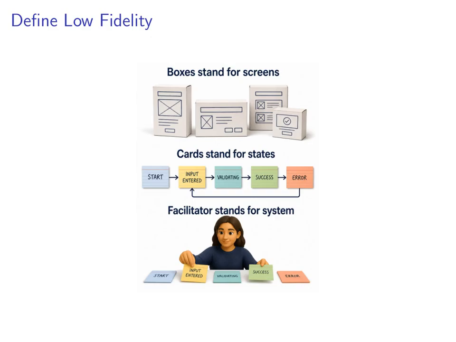Low fidelity uses a simple substitute for the part of the system we want to study. Boxes can stand for screens, cards can stand for states, and a facilitator can stand for system behavior. These substitutions keep the prototype easy to change while preserving the central interaction. Roughness does not mean carelessness, it means that realism is being spent where it can support learning.